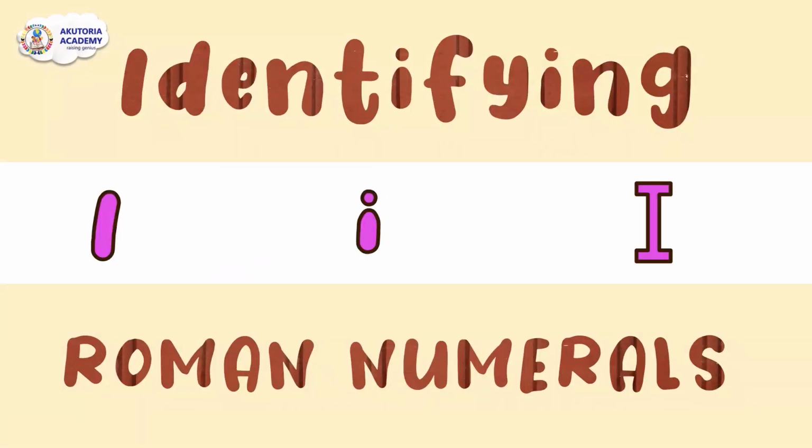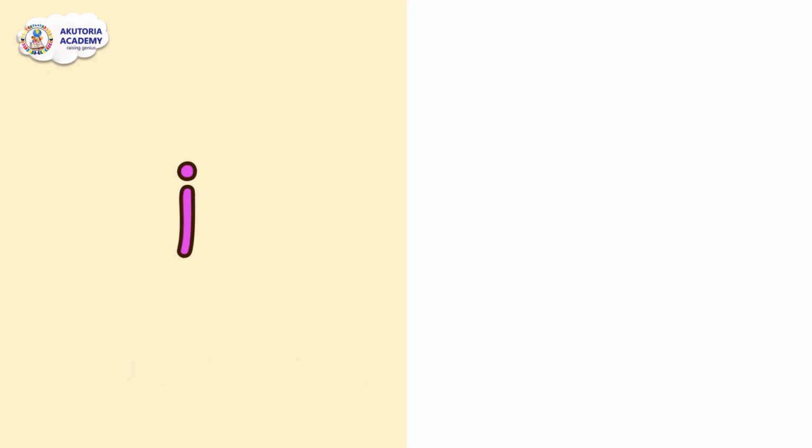Identifying Roman numerals. Roman numerals are letters used to represent numbers, and one of the letters used is the letter I. This figure could be in the form of a stroke, an I with a dot, or an I with a serif. Whichever one you see, be it an I having a dot, a serif I, or just a stroke, it represents 1. Whenever we see I alone, it represents 1.